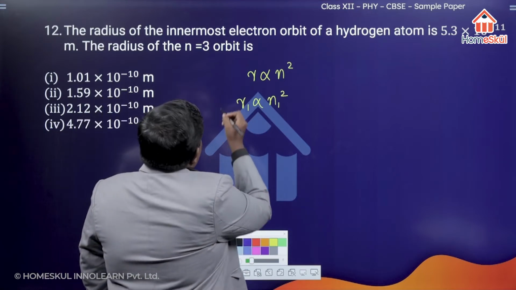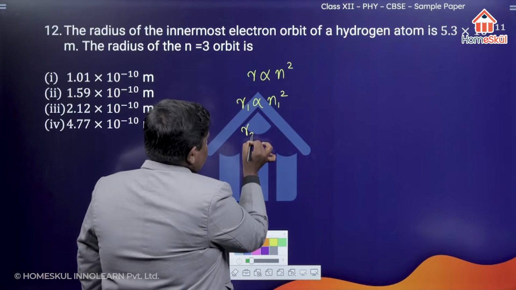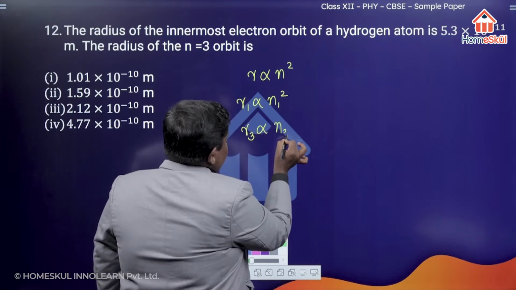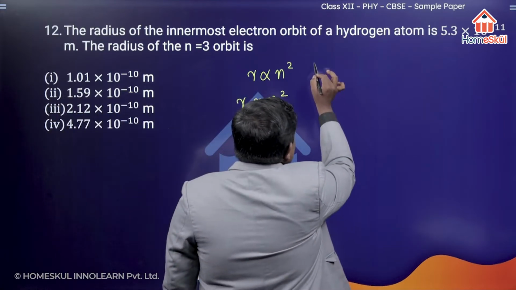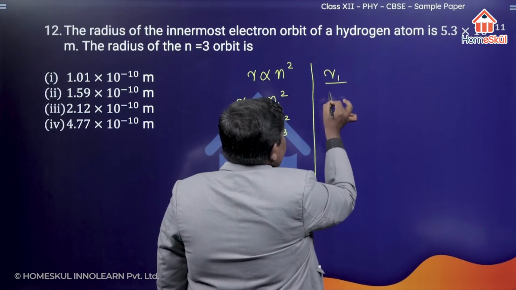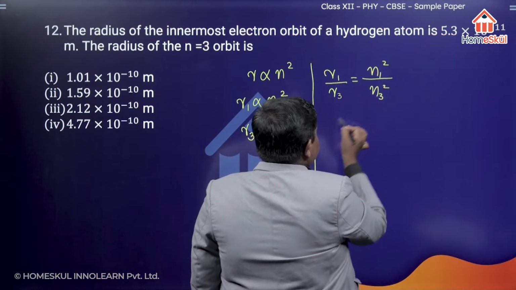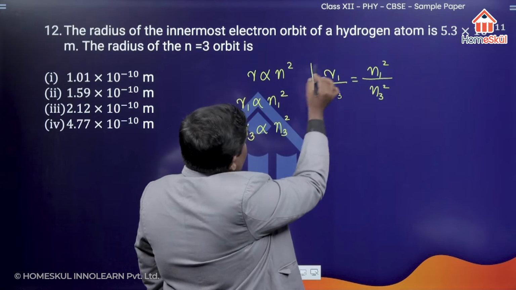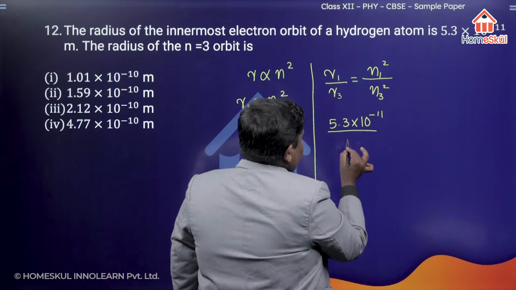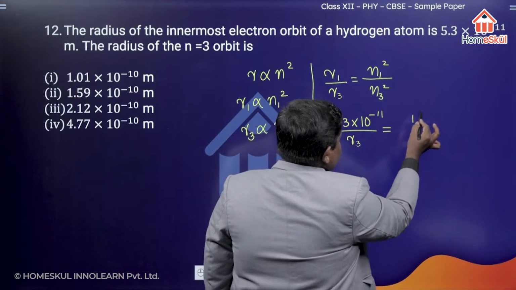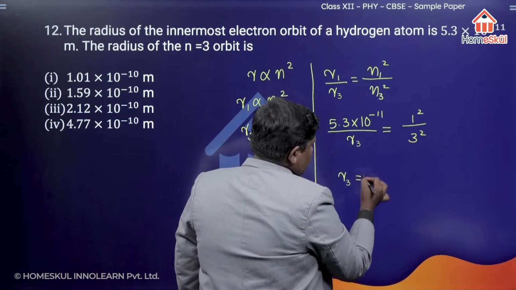Then likewise for the third, the radius of the n equal to 3 orbit, we have to find out r3, which is directly proportional to n3 square. So we take the ratio, r1 by r3 equal to n1 square by n3 square. r1 is given, that is 5.3 into 10 raised to minus 11, by r3 is equal to 1 square by 3 square. Therefore r3 is equal to 3 square, which is 9.